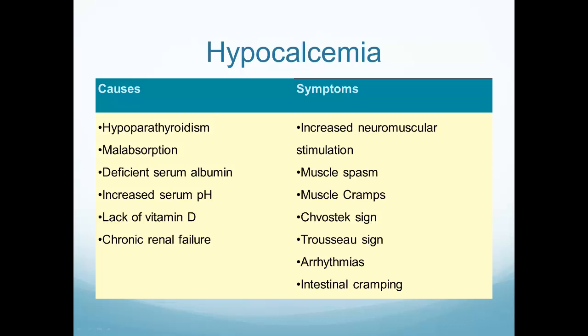Trousseau sign is a little bit more barbaric. What we do with that is we put a blood pressure cuff on the patient, blow it up to 10 millimeters of mercury above their systolic, and leave it on for 5 minutes. A positive Trousseau sign is the hand and arm curl up as a result of neuromuscular irritability when the patient has that lack of blood flow to the arm. They're probably going to smack you instead, because that would be pretty uncomfortable having a blood pressure cuff on for 5 minutes.